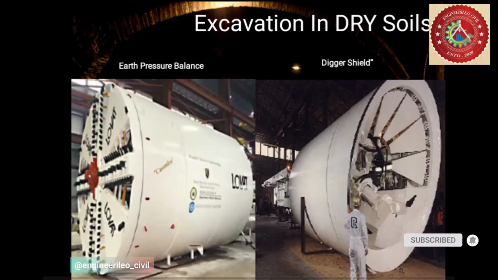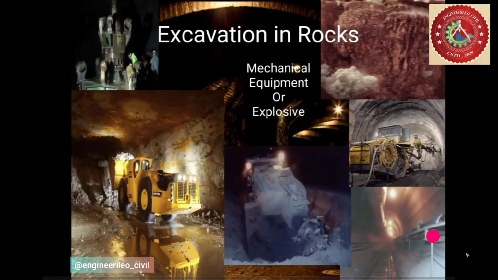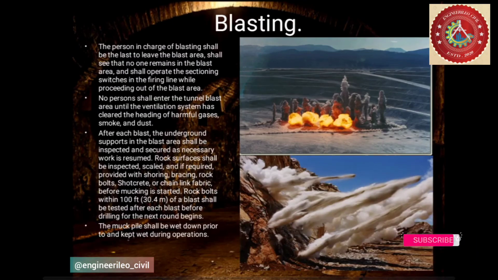Here you can see there are two machines for excavation in dry soils. First is the earth balance machine and second is the digger shield. Now you can see the excavation in wet soils. In slurry shield, excavation is done with this machine. Now in excavation of rocks, there is the same machine but with different blades. In hard rocks, mechanical equipment or explosions are used. Blasting is used in hard rocks.